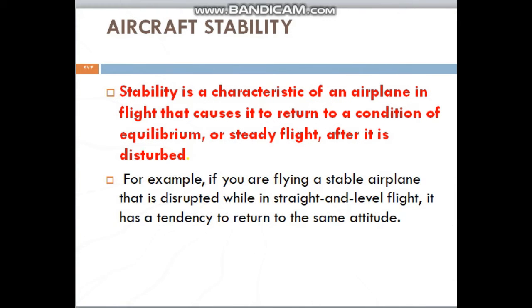Today we will talk about aircraft stability. Stability is a characteristic of an airplane in flight that causes it to return to a condition of equilibrium or steady flight after it is disturbed. For example, if you are flying a stable airplane that is disturbed while in straight and level flight, it has a tendency to return to the same attitude.